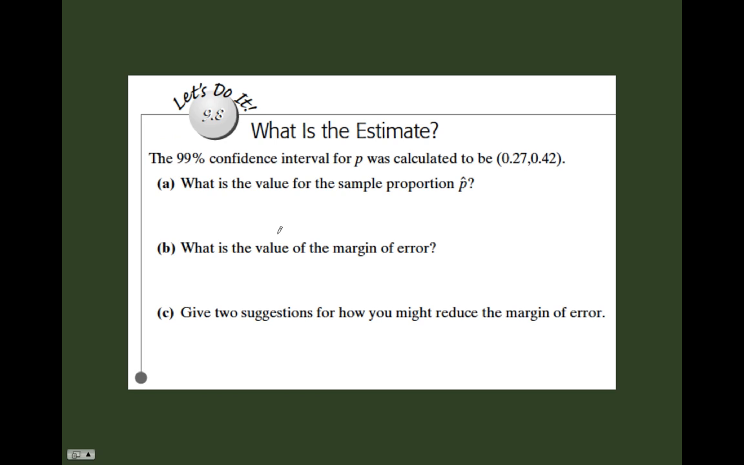Here's another example. We've got a 99% confidence interval for the true proportion. Here's the value. And the question is, what is the value of the sample proportion? The thing to keep in mind is that the whole interval is based on p hat. In fact, p hat is the center or midpoint of this interval. So I can calculate p hat based on the interval by finding its midpoint. And hopefully you remember this formula from algebra for calculating the midpoint of an interval.